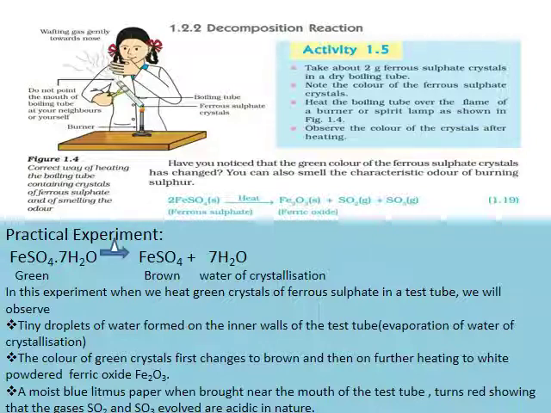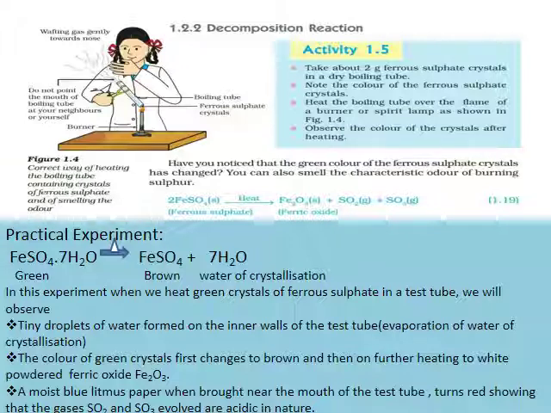When we perform this experiment practically in the lab, we will witness the following observations. We will see tiny droplets of water formed on the inner walls of the test tube because of the evaporation of water of crystallization. As you can see in the equation written above, FeSO4.7H2O forms brown FeSO4 and 7 molecules of water of crystallization evaporate.